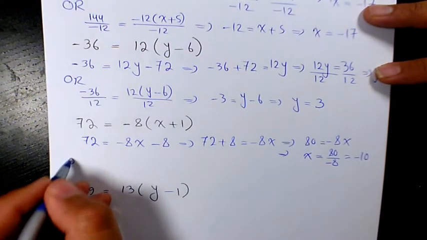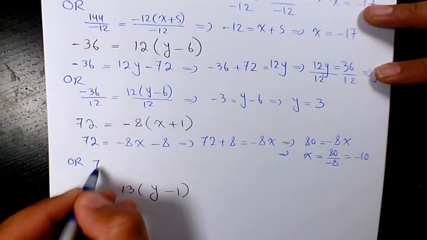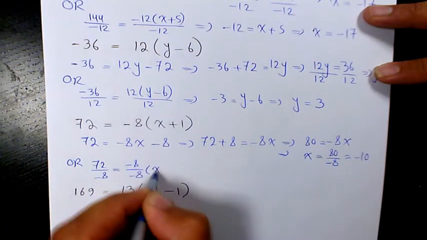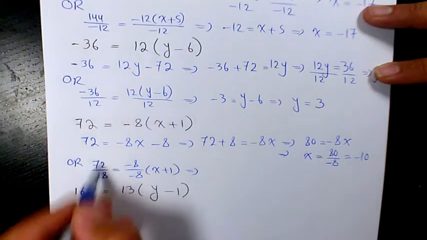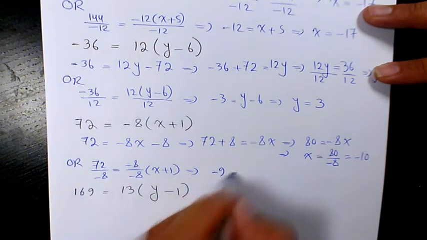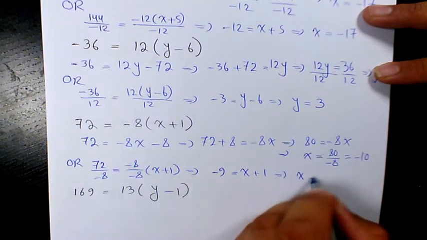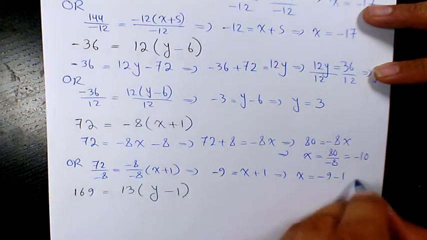Or you can say 72, both sides divided by negative 8. Negative 8 times x plus 1 divided by negative 8. 72 divided by negative 8 is going to be negative 9. Negative 8 and negative 8 cancel out, x plus 1. So x will be negative 9 minus 1, which is negative 10.